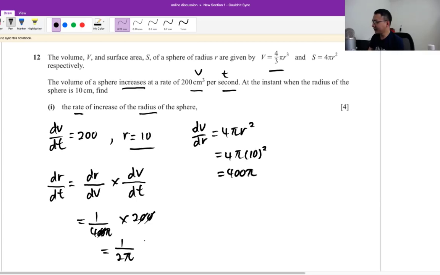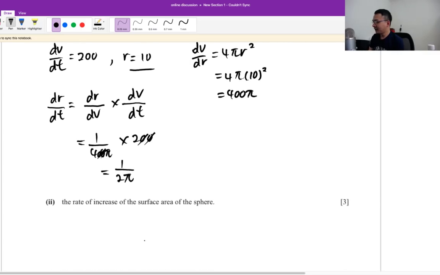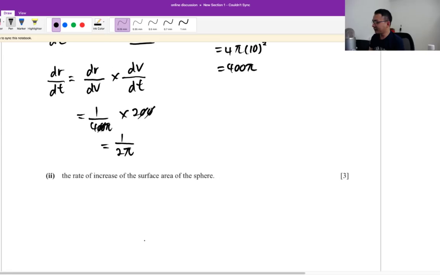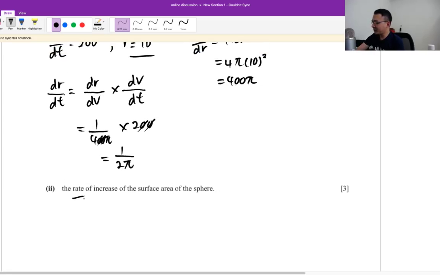Then the next part, find the rate of increase of surface area. So rate, you write dt at the bottom. Surface area here they use S, so I say ds/dt. I form the chain rule here. Multiply ds at the top, dt at the bottom. In the middle I need to find something in common, maybe dr and dr. And I just found my dr/dt in part 1. So I'm going to use this value 1 over 2 pi here.